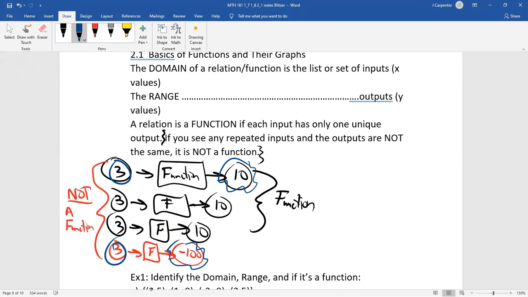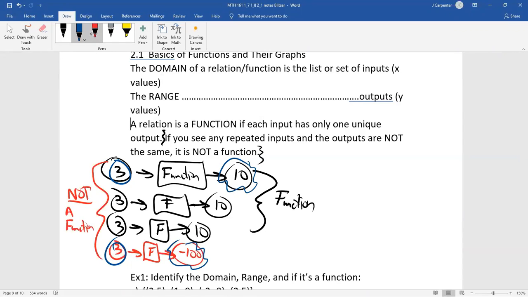So again, if you just use the black ink, it's a function. Once you include that fourth one on the bottom, it is no longer a function. So that second sentence I gave you is the quick way to learn how to do this. If you see any repeated inputs and the outputs are not the same, it's not a function.